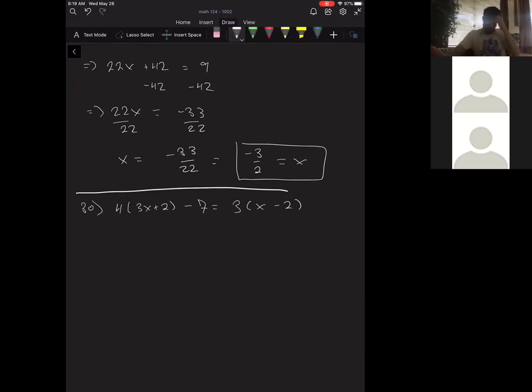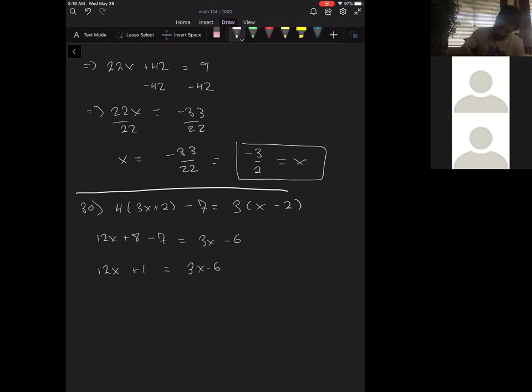So same thing as last time. Whenever we have these parentheses, let's get rid of the parentheses by distributing the numbers in front of them. So on this left-hand side, let's distribute the 4. So we have 12x plus 8. We still have the minus 7. And then we have 3x minus 6 on the right-hand side. So now let's combine all the like terms. On the left-hand side, nothing to combine with the 12x, but we have 8 minus 7. That's going to be 1. And then on the right-hand side, we have 3x minus 6.